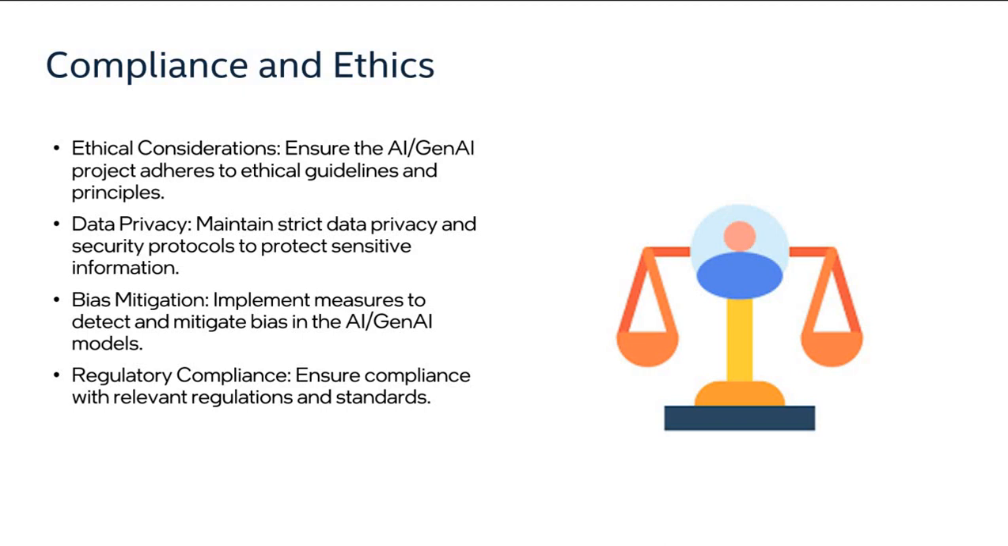You need to ensure that the AI or the GenAI product, whatever you are building, adheres to the ethical guidelines and principles. You need to consider data privacy and maintain very strict data privacy and security protocols to protect the sensitive information that you are collecting. Bias mitigation should not be forgotten, and you need to implement measures to detect and mitigate bias. And finally, compliance with regulatory authorities is also to be monitored and maintained.